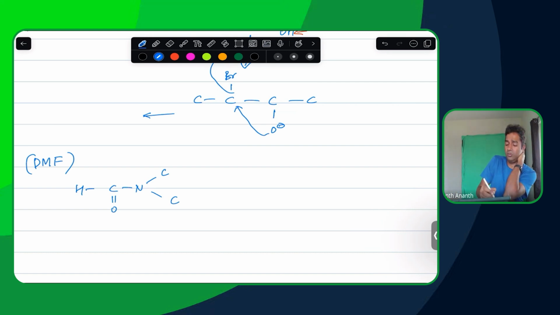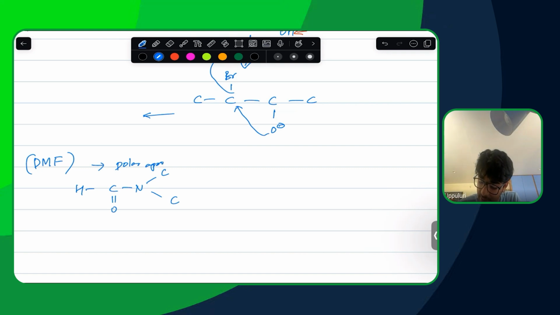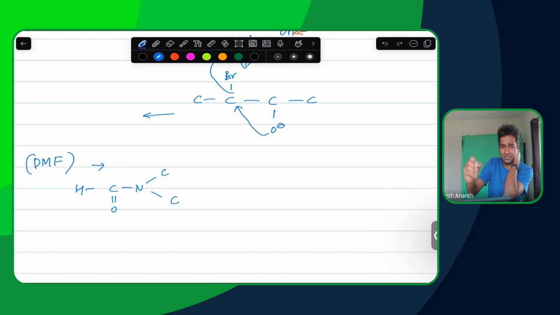This is proper polar aprotic. Yeah, that's what I was thinking. Obviously, it will be NH2 minus then. NH2 minus, they're messed up. Okay, fine. Is better there.